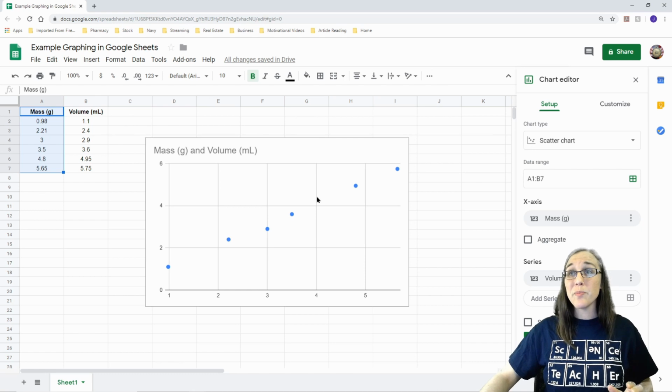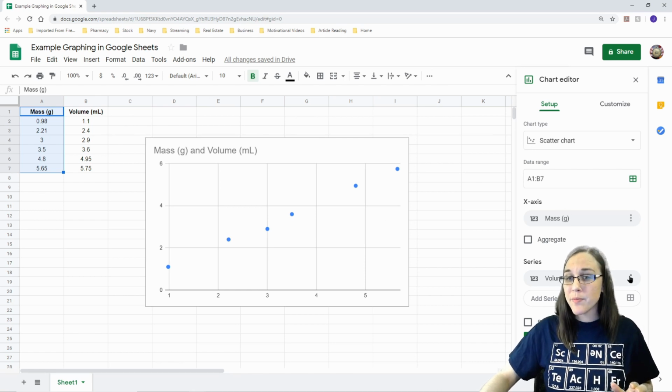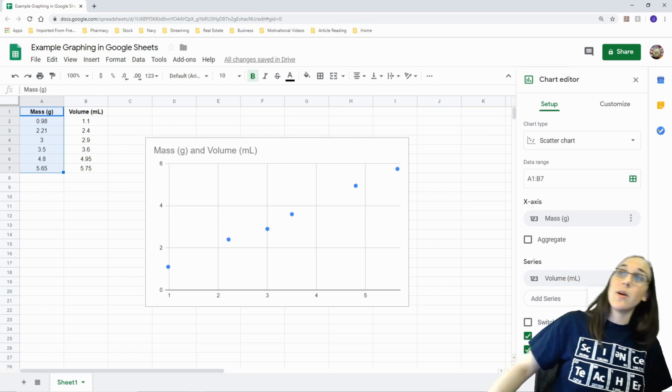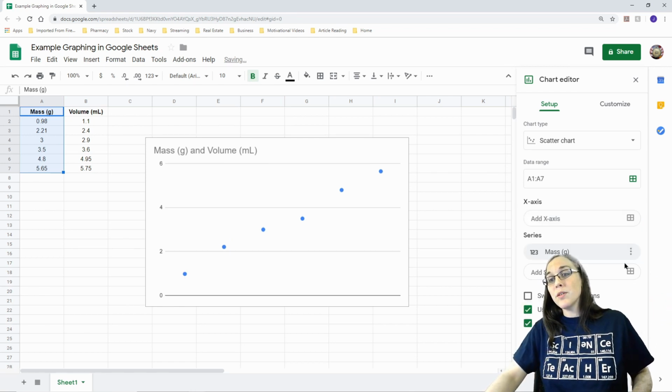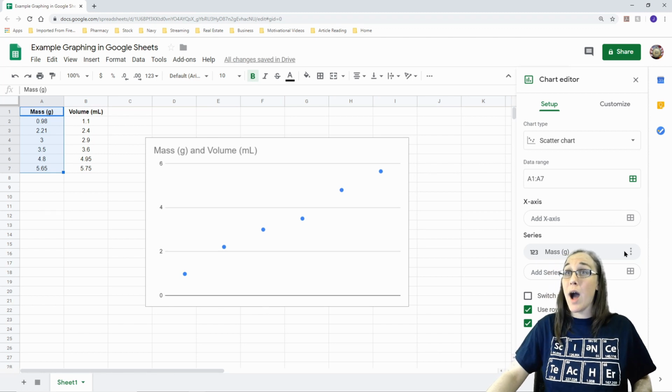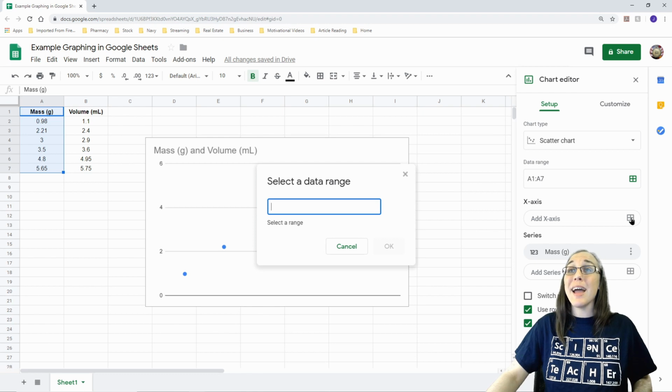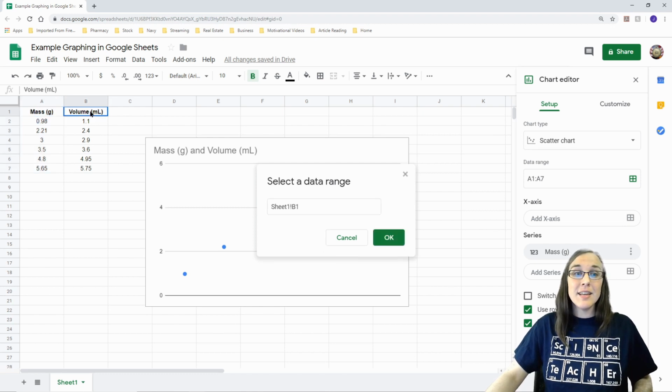So let's go through and remove my volume. So I clicked on those three little dots there. Sorry, I can't scroll this up any farther for you. I'm going to click remove for my y, and I'm now going to add volume to my x instead.